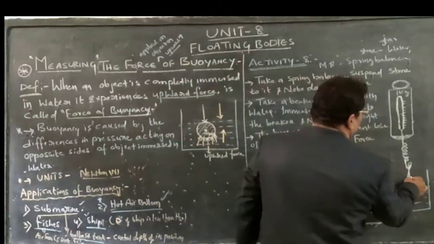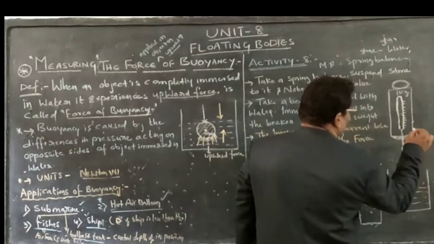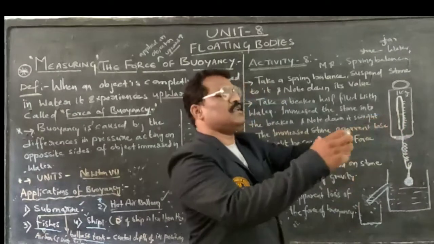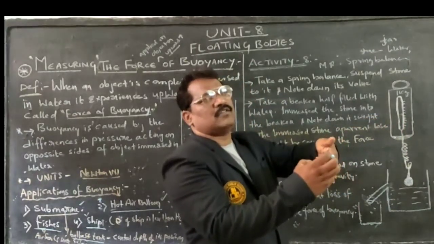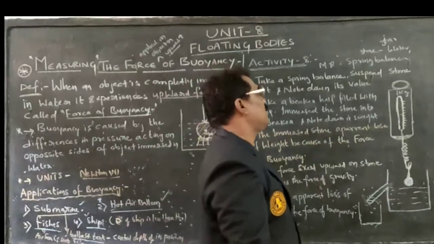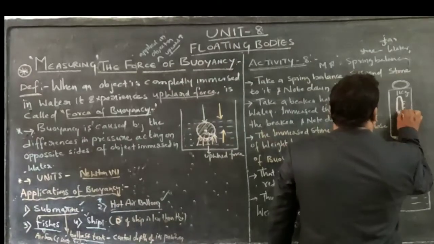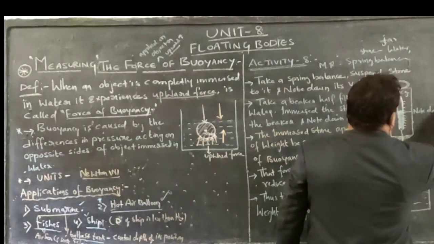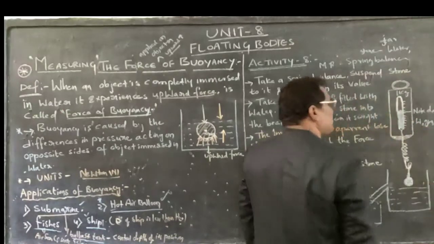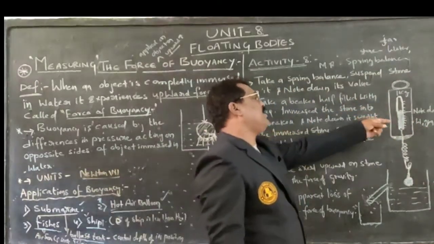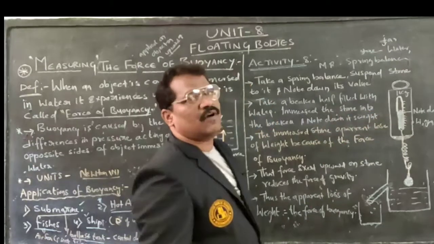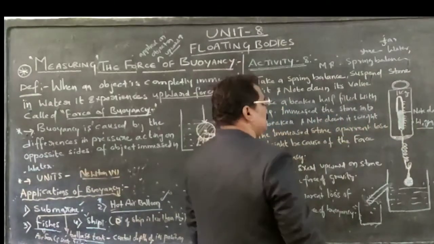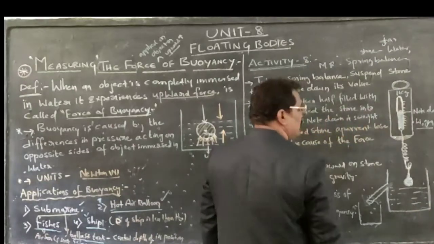Add a stone, fixing that stone to the hook of this spring balance. As we tie the stone to the hook, we observe the reading on the spring balance. Note down that reading. Let it be W1 grams. After noting the weight of the stone before immersing it in water, its weight is W1 grams.